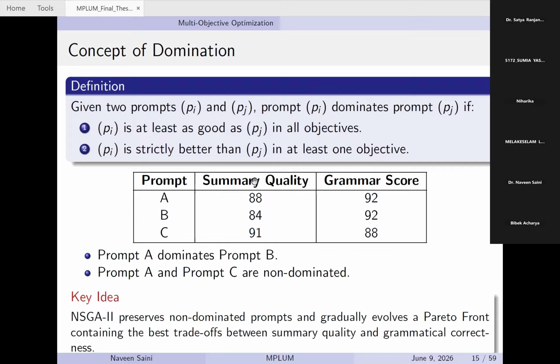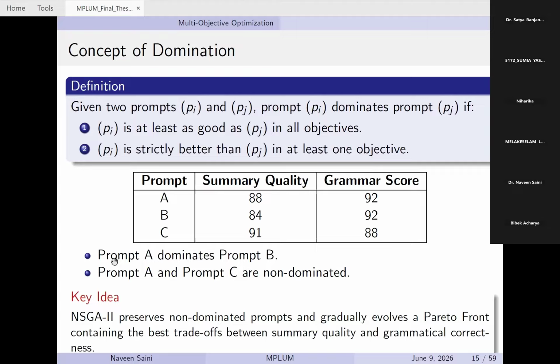Here there are prompts A, B, C. Say the quality scores are 88, 84, 91, and the summary scores are 92, 91, like this. This is the table. They are two different objectives measuring the quality of the prompt in terms of grammar and summary quality. For summary quality, there are multiple measures, which I will discuss in the coming slides. For the time being, consider these as two different objectives having different scores.